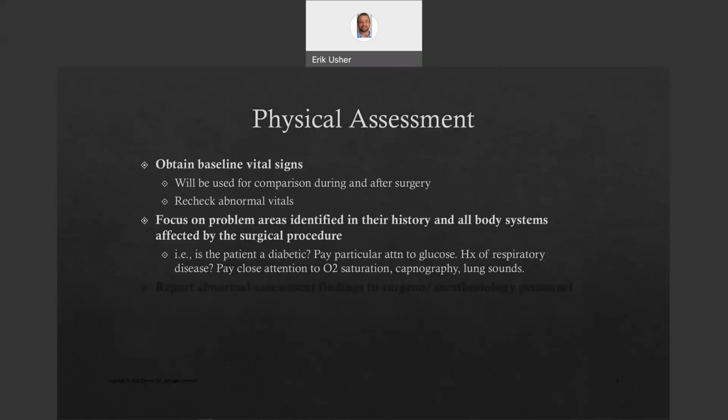So if they're diabetic, that's going to come into play for healing. Pay particular attention to the glucose. We want to make sure that it's under control. If they have respiratory diseases, we want to make sure that anesthesia is well aware of that. And then we can pay a little closer attention to their oxygen saturations and their capnography and then the lung sounds. That's something that we as nurses should be in a very routine to do. Anytime we assess our patient, we should park that stethoscope on them. And report any abnormal assessment findings to the surgeon or anesthesiology personnel.